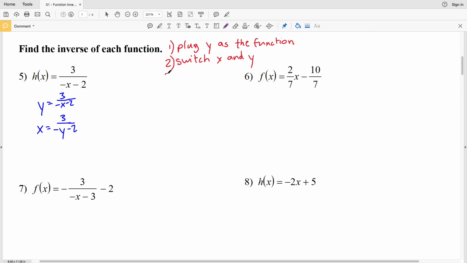Then for our third step, we're solving for y. So in order to solve for y, we're going to need to get y out of the denominator. So I'll multiply both sides by negative y minus 2.